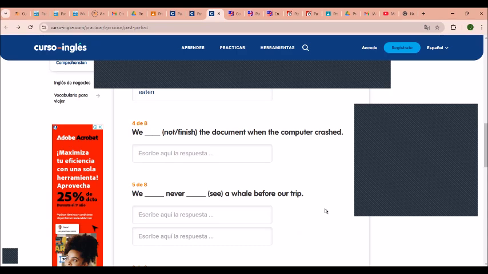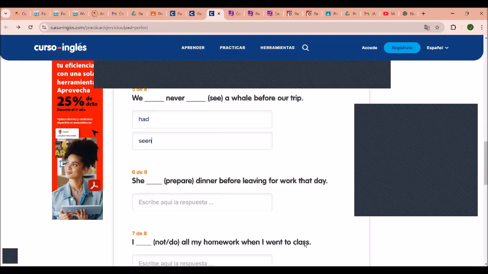We hadn't finished the document when the computer crashed. Yes, we hadn't finished when the computer crashed. All right. Esmeralda Sofia. We had never seen a whale before our trip. Good. Easy because it was there before. Let's continue. Elia, number six.